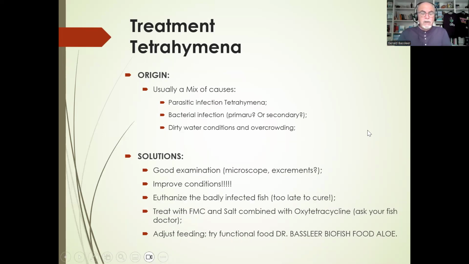What can you do about it? Do a good examination. Use a microscope. Sometimes excrements, well, sometimes it's inside, but not always certain. Improve conditions of the fish. The badly affected fish, you better put to sleep. Sometimes it's too late to cure, and there can be a cause of reinfection in the other fish.